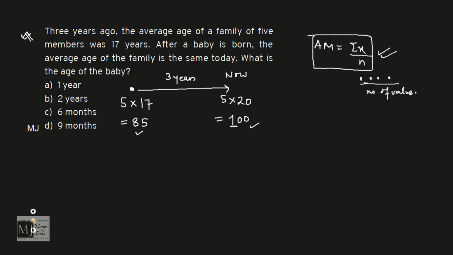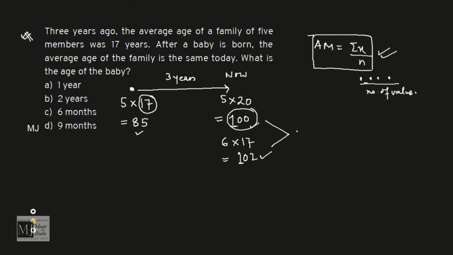Next, after a baby is born, the average age of the family is the same today. So it was like this. 3 years ago, the average age of the family of 5 members was 17 years. And what happened in these 3 years? A baby is born. And because of that, the average of the family today is also 17. Now, with 6 members in the family, the average is 17. 6 into 17 is what? 102. What we were expecting, 100. What is actual, 102.